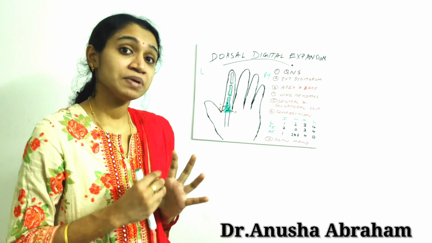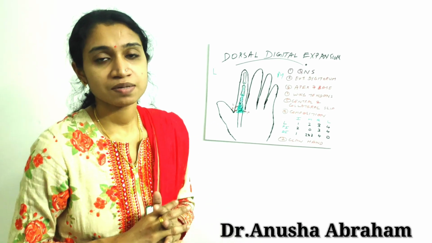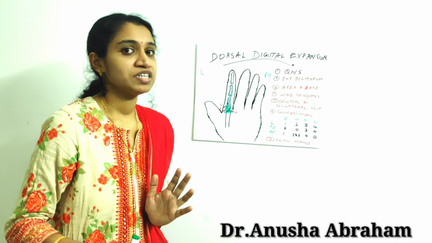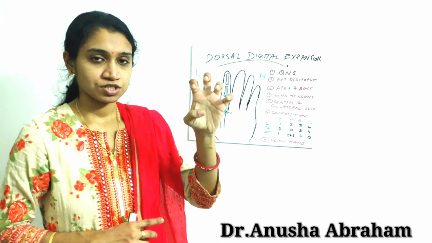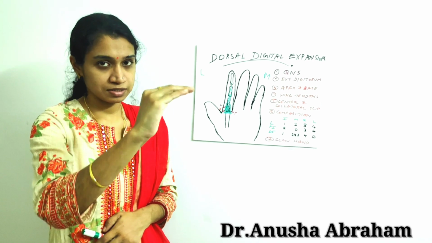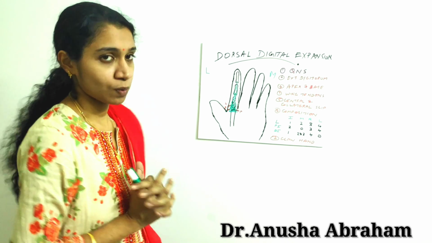Actually, for complete claw hand, the median nerve also should be involved, because we know the first and second lumbricals are supplied by the median nerve. So for a complete claw hand, both median nerve and ulnar nerve injury should be there, and there will be just action like this. Just remember the action of lumbricals and interossei is this. Okay. Just summarizing about our topic.